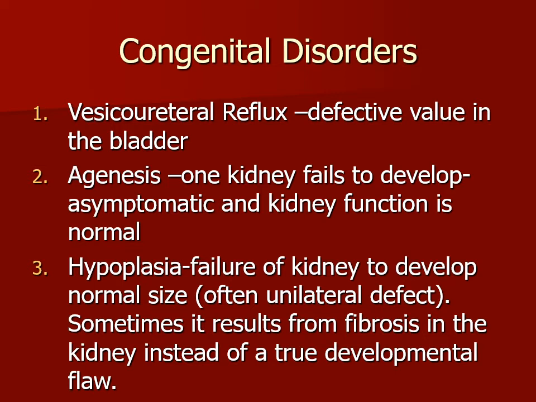Hypoplasia is a failure to develop to normal size, so the kidney is just smaller, and it's often a unilateral defect. It only happens on one side. Sometimes it results from fibrosis in the kidney instead of a true developmental flaw.